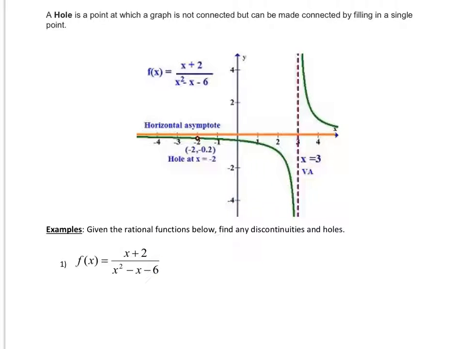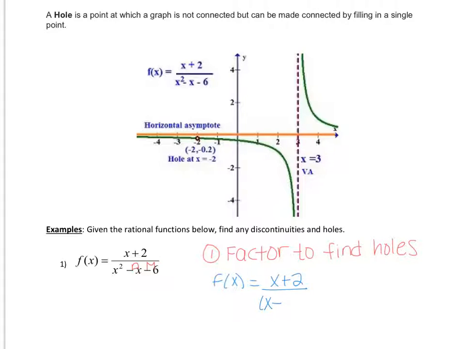So the first thing that you want to do is factor. So let's factor the top and the bottom. We're basically going to factor these so that we can find the holes. So factor to find holes. So we've got f of x equals x plus 2 over, now I'm going to factor this denominator, figuring out which numbers add to -1 and multiply to -6. So it should be x minus 3 and x plus 2.